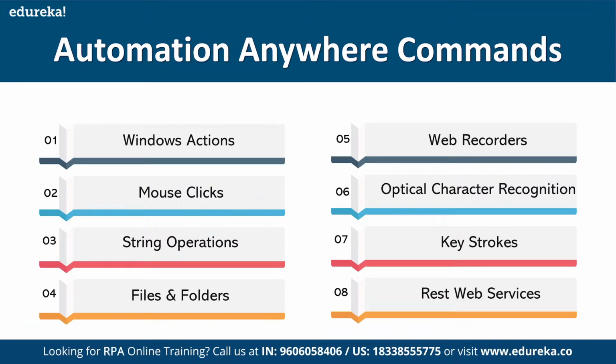So for example, if you want to do something related to Windows, for that we have Windows actions. If you want to do some task related to mouse, we have mouse clicks. If you want to perform some task related to string operations, we have string operations commands. We have commands or actions related to files and folders. We have actions and commands related to web automation. If I want to automate something on web, I have commands for that, and for automating keyboard. I have commands for calling the REST APIs.